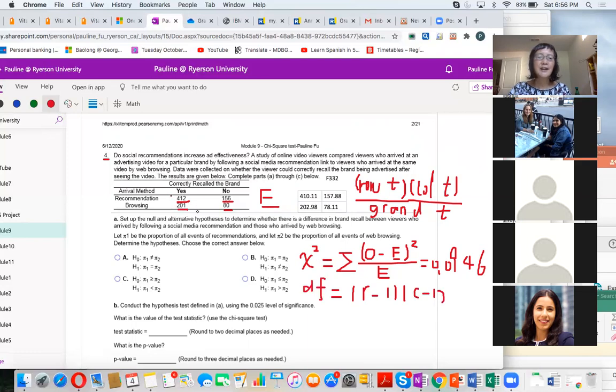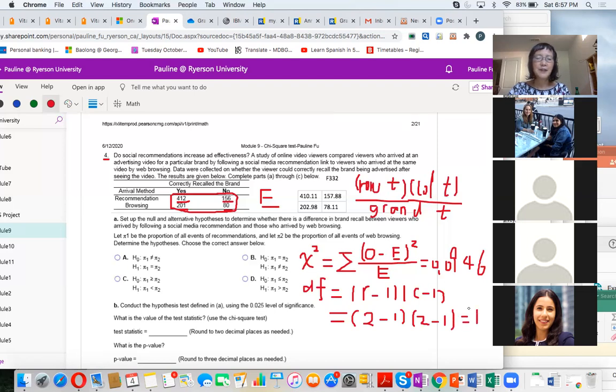Look at the original data. This is the original data. How many rows in this data? The data I highlighted here. 2 rows, thank you, 2. Number of rows equals 2. Okay, so 2 minus 1. How many columns in the original data? 2. Thank you, 2 minus 1. So degree of freedom equals 1.